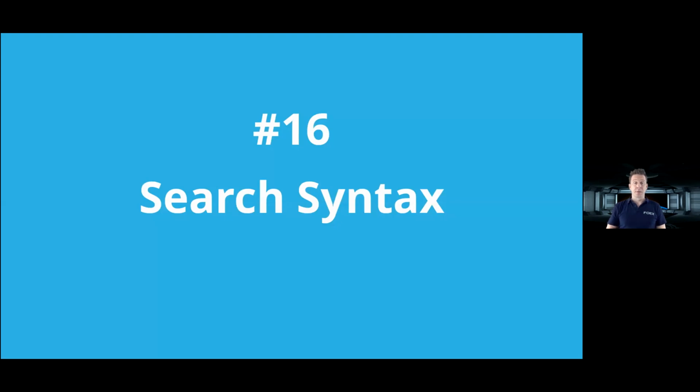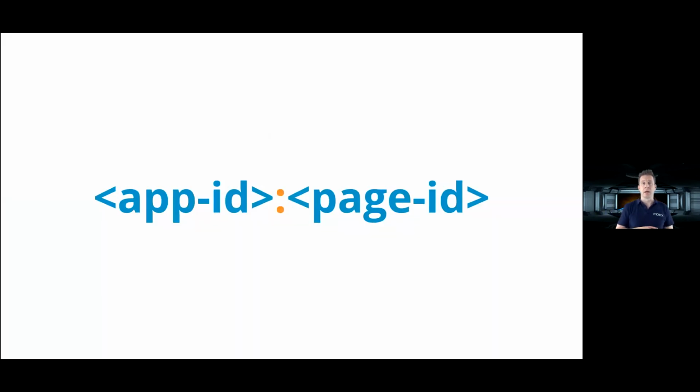There is even more search syntax, and it's a separate tip because it used to work in older versions too. So you can apply this one in version, I don't know, 4.0. In the search, if you enter an application ID colon page ID, you jump to Page Designer for this particular app and page combination. Instead of the colon, you could also use a dash.